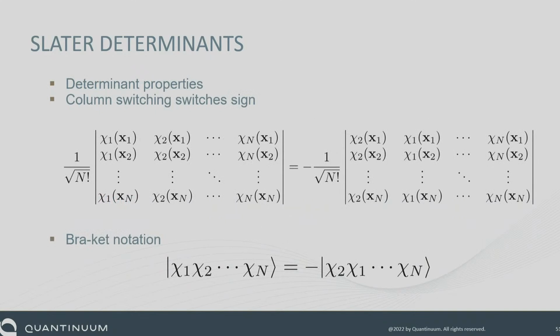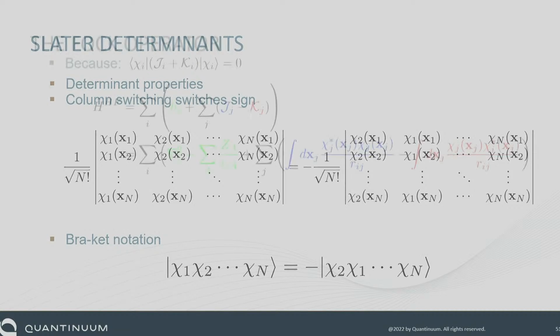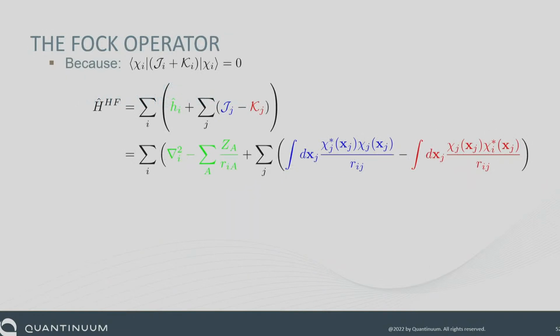Okay, so you can see here, as you exchange the columns, you get the sign flipping. And exchanging the columns is equivalent to exchanging the electrons. We have this bracket notation. Okay, so what does this do to our operator? I don't have time to derive the Hartree-Fock equations, so you just have to take it from me.